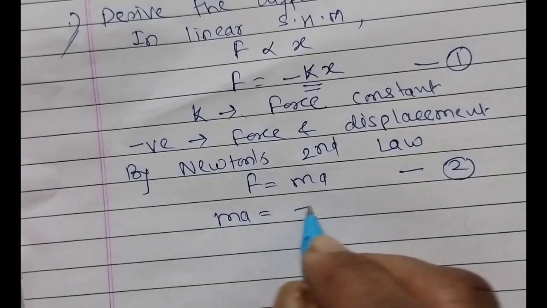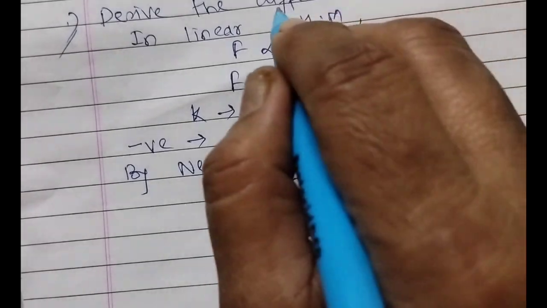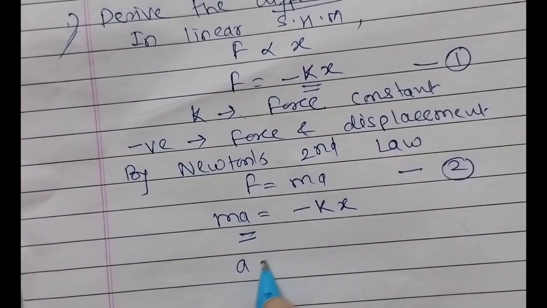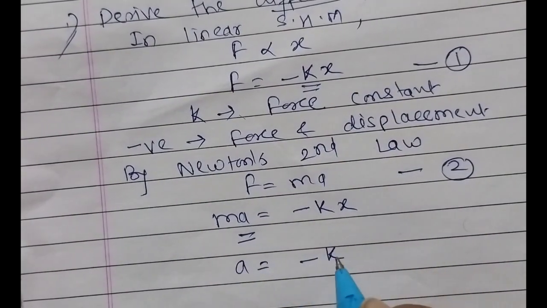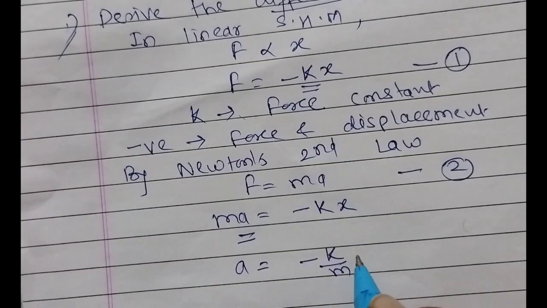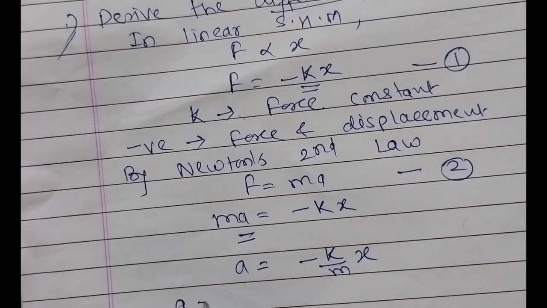So from equation 1 and 2, what you get? ma will be equal to minus kx. Now you are going to derive the differential equation, so we just rearrange things here. a will be equal to minus k upon m times x. So we just derived the acceleration.